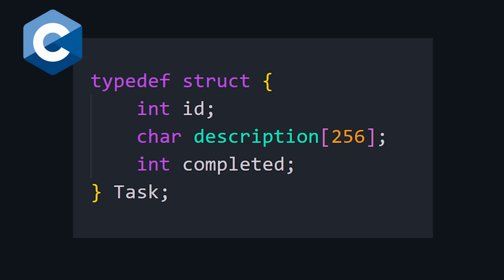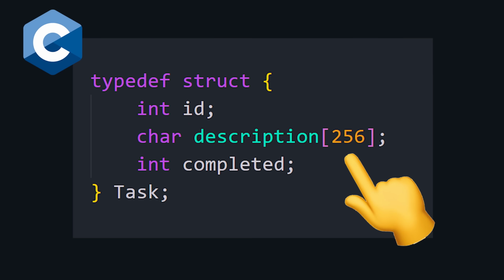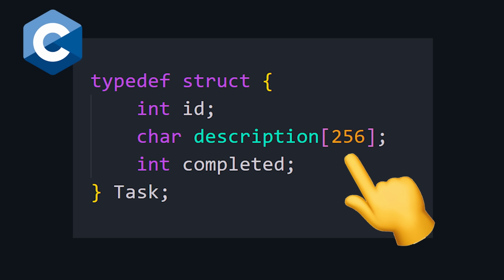First, our data model. This is how you define a struct in C, basically a poor man's class without methods. Fixed size array for description, no dynamic strings. You don't get fancy memory management, you get a number. 256 bytes, hope it's enough. And we need a way to store tasks.